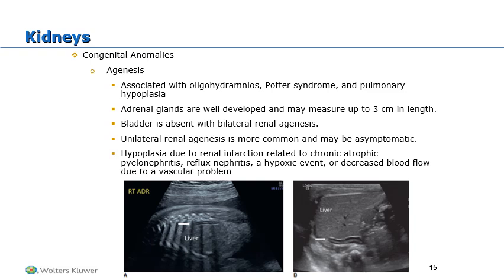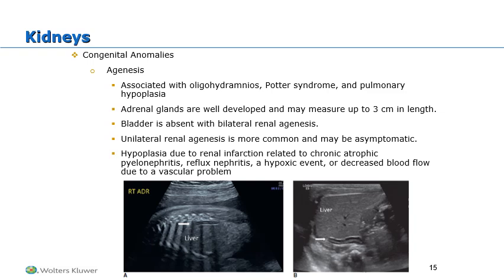It's also associated with Potter syndrome and, as I mentioned before, pulmonary hypoplasia. Adrenal glands in this case are well developed. If this is unilateral rather than bilateral, you may not realize that anything is wrong with the child because they would have that good kidney to produce fluid. And if this was missed in utero, then you may not realize that anything is wrong.